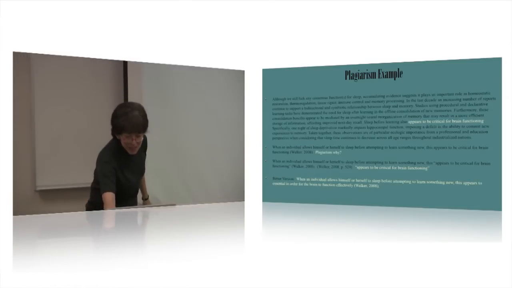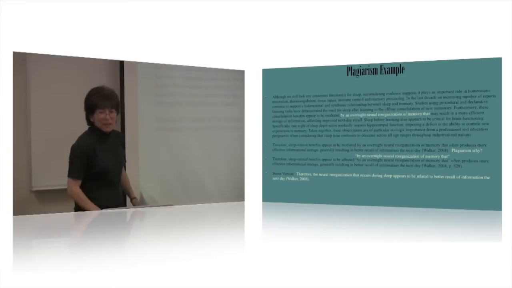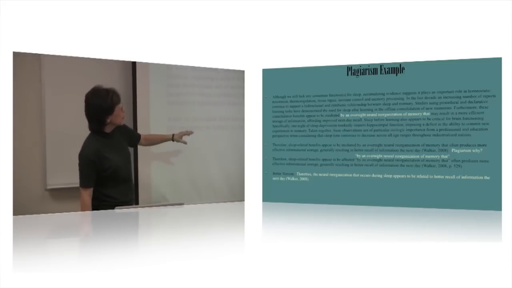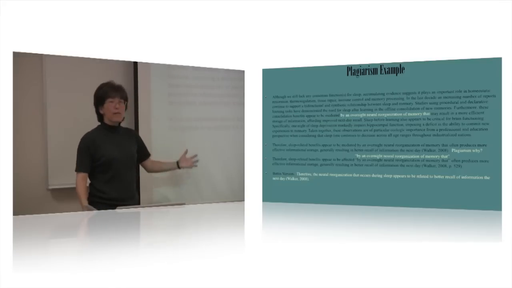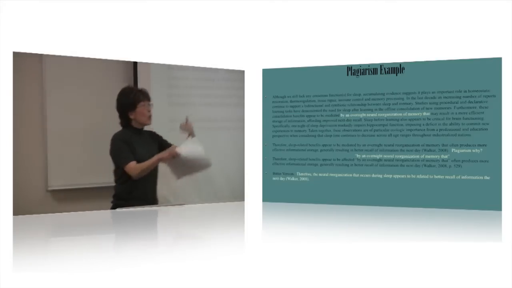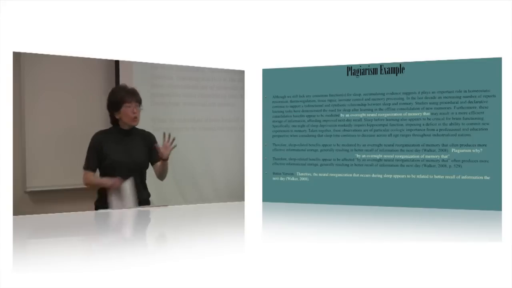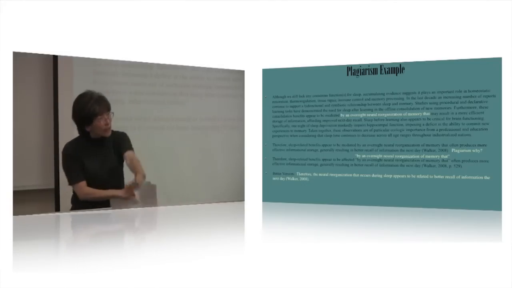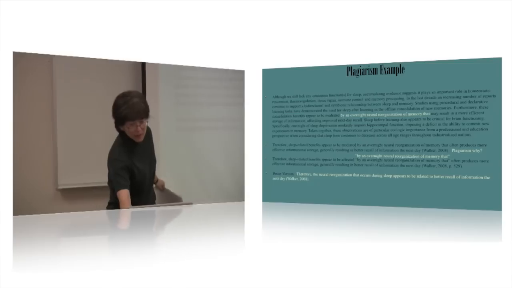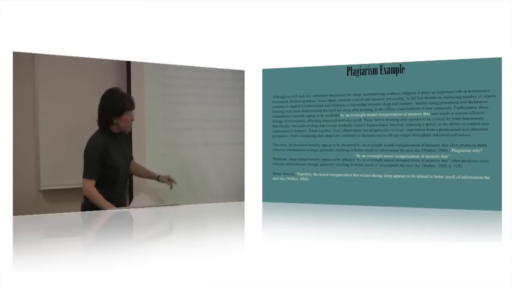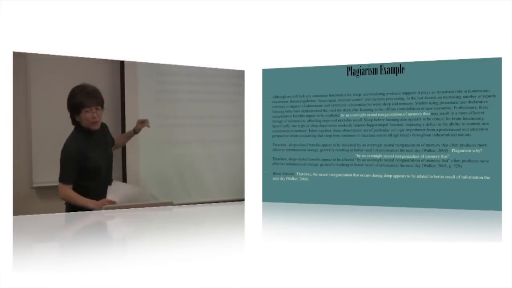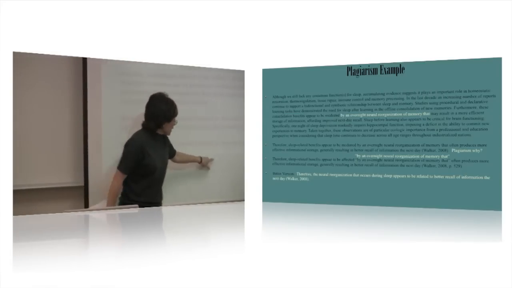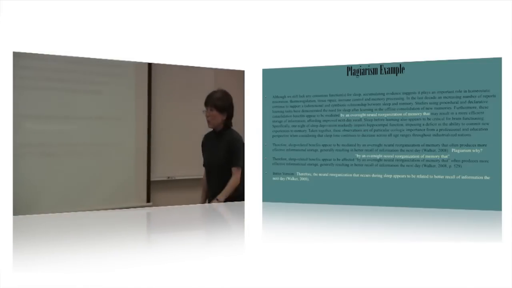Okay, so let's look at the next one. Here's another paragraph. This is plagiarism. When an individual allows himself or herself to sleep before attempting to learn something new, this appears to be critical for brain function. This is actually true. If you study and then go to sleep, this will help you remember. This is plagiarism because we've got "appears to be critical for brain functioning," which is right up there. See it? That's seven words, four too many.